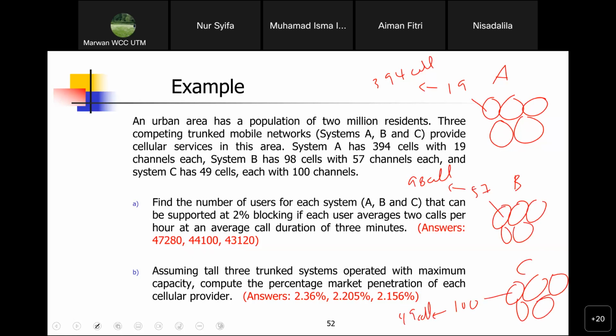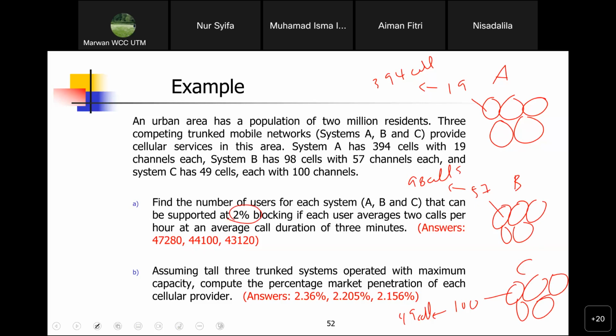Okay. So this is to cover the same area of 2 million residents. You can see system A has fewer users per cell, and because of that you have a lot of cells. System B has a bigger number of users per cell, with 98 cells in total, and system C has 149. So the question is to find the number of users for each system if you introduce 2% of blocking.